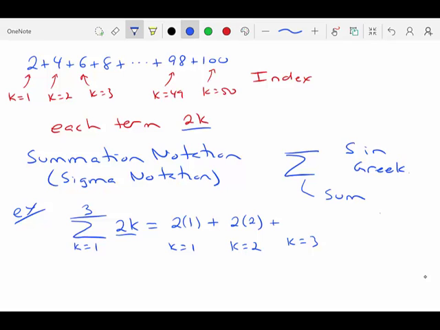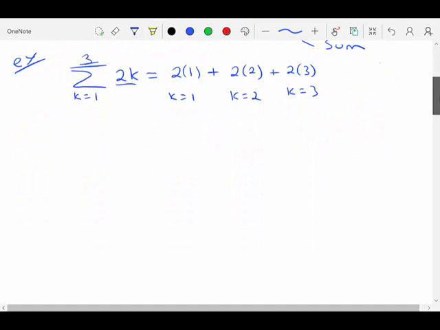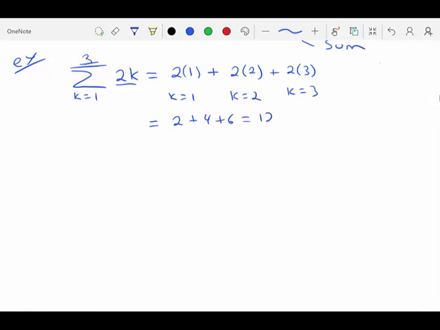So K equal to 3 is the top value there, and so I would evaluate 2 times 3. Now this becomes an arithmetic question. So this is 2 plus 4 plus 6, and that adds up to 12. So the sum as K goes from 1 up to 3 of 2K is equal to 12.